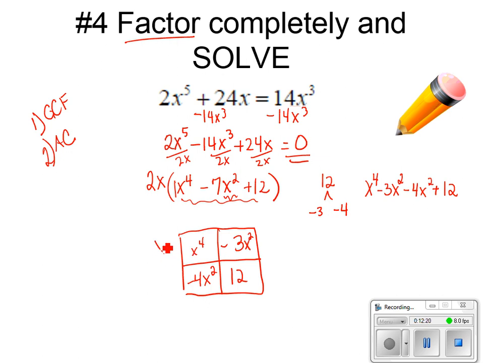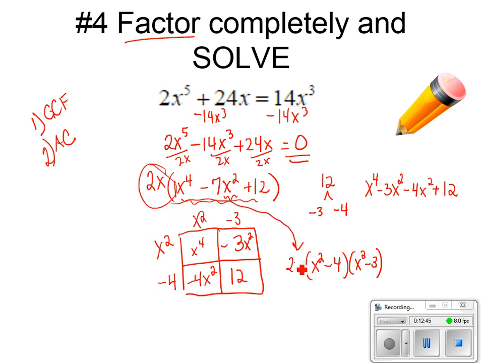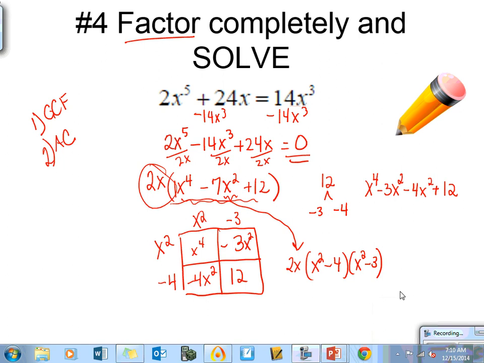So first row has an x squared in common. Second row has a negative 4 in common. First column has an x squared in common, and then second column has a negative 3 in common. So I'll have x squared minus 4, x squared minus 3, and then the 2x that is out in front. Okay, now I'm going to make sure that I can't factor anymore. So 2x can't be factored anymore.